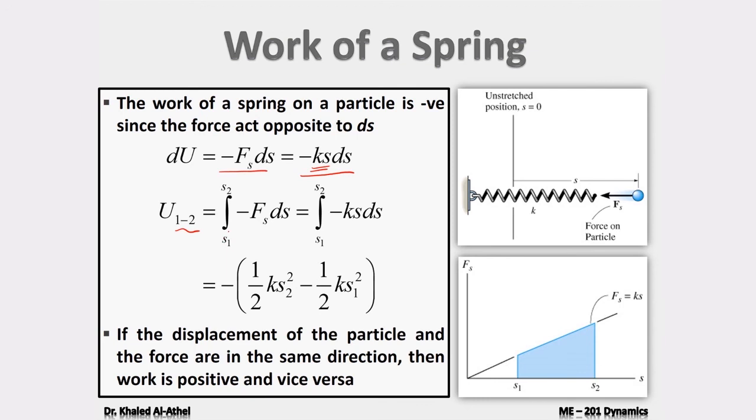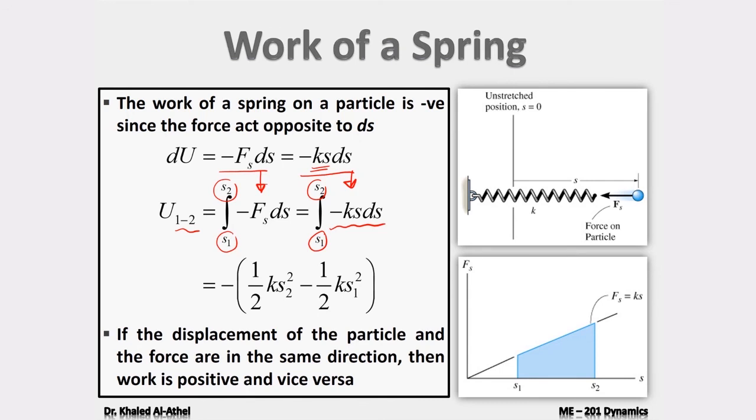I end up with the integral from S1 to S2 of minus Fs ds, which is basically, just compare these two with the integrals, from S1 to S2 of minus Ks ds. Integrate this. K does not change with S, so the only thing you're going to integrate is S ds. This gives you minus, and the minus is outside of the bracket, and then you have half K S2 squared minus half K S1 squared.